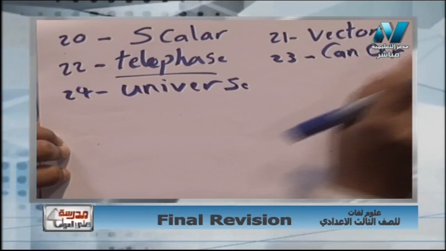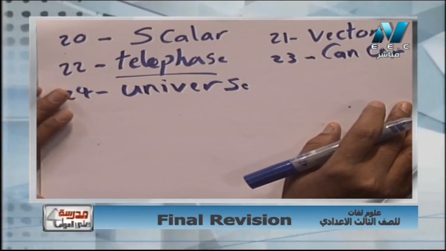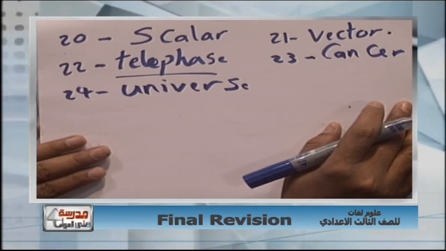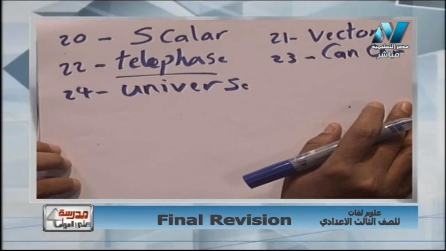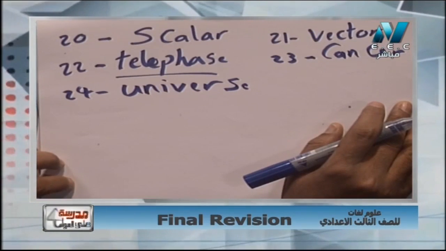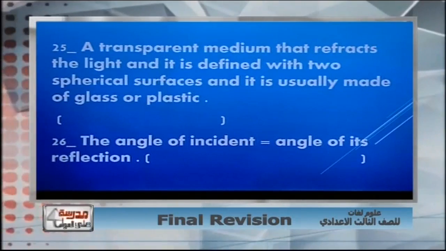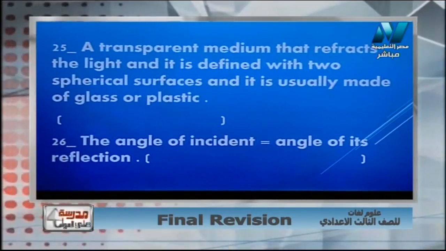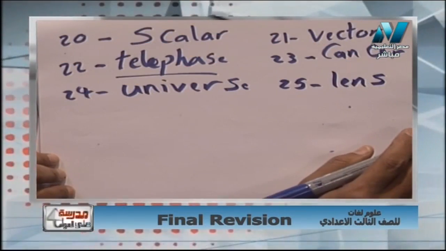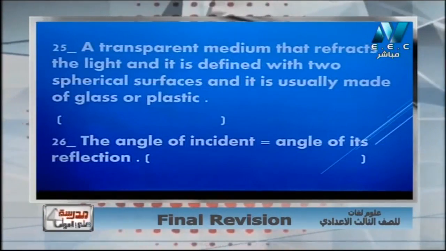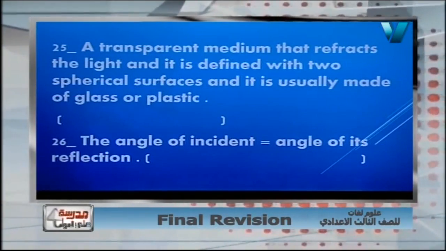Number 25. A transparent medium. Transparent medium here means lens that refracts the light, and it is defined with two spherical surfaces, and it's usually made of glass or plastic. So it is what? It is lens. I could know it from the first two words, a transparent medium. It refracts. Yes, it's an indicator for the answer lens.